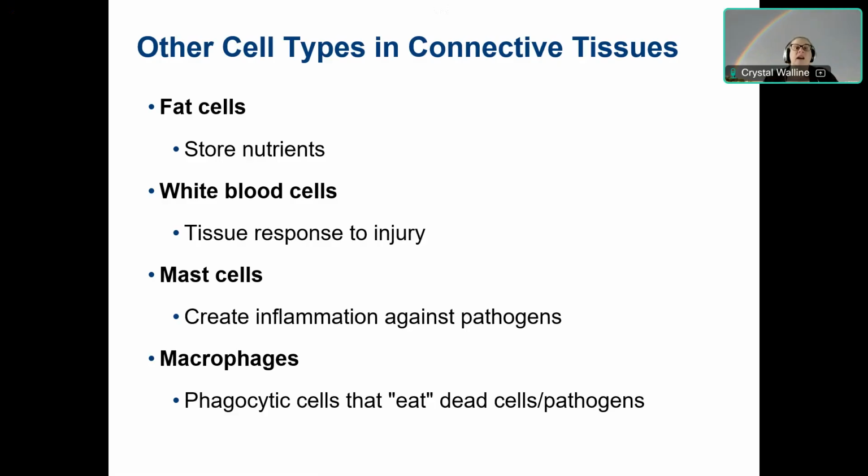In connective tissues, you'll find a variety of other cells too. You might see fat cells, you might see white blood cells like lymphocytes, you might see mast cells, which are actually a type of white blood cell, and they're really important in creating inflammation. And you might see macrophages, which are also a type of white blood cell that have a phagocytic function. Anytime you see this prefix phago, it refers to eating. Okay, they're like the Pac-Man cells. And macrophages have an important immune function by eating dead cells and pathogens and cellular debris.